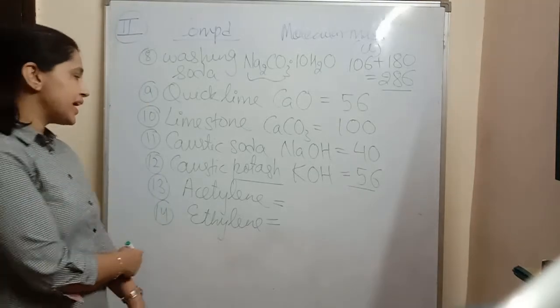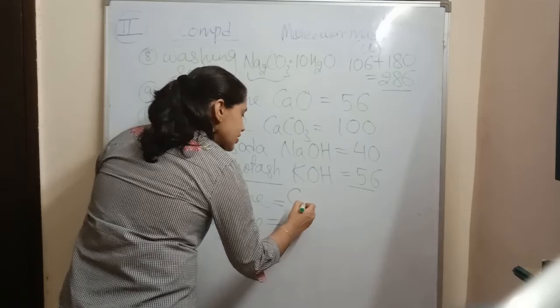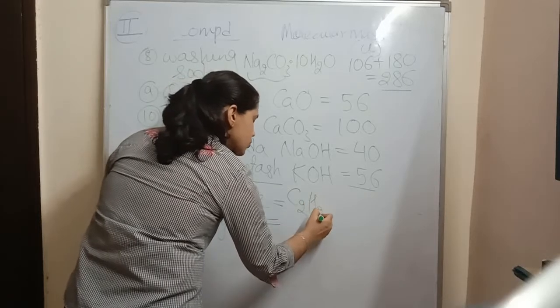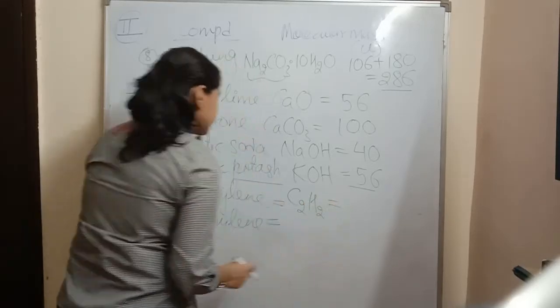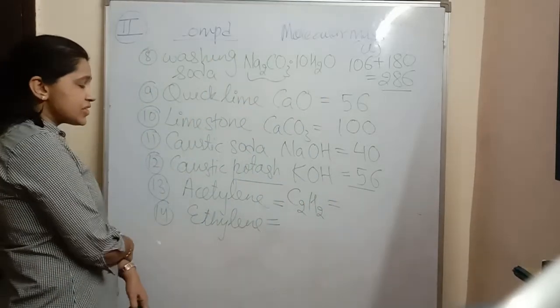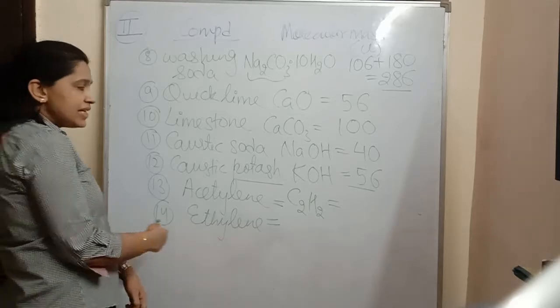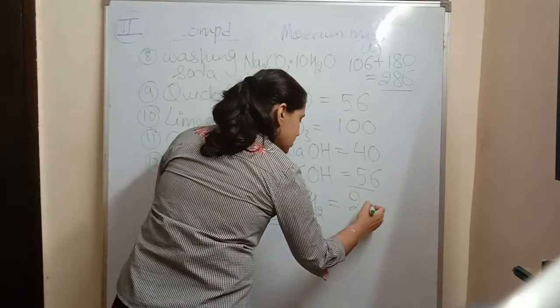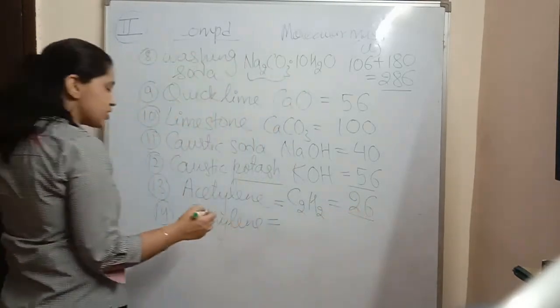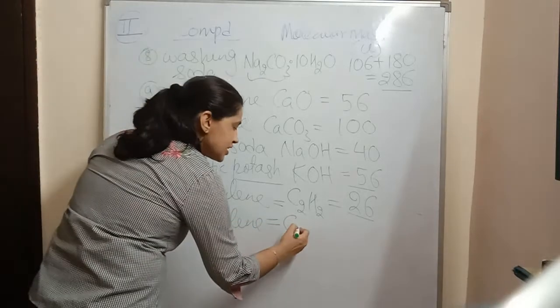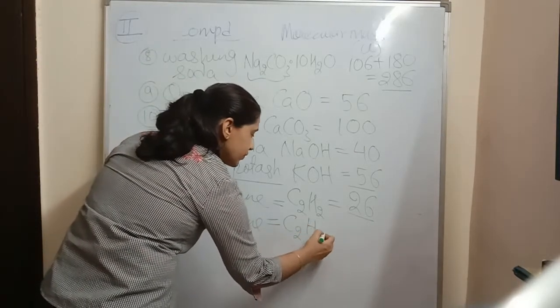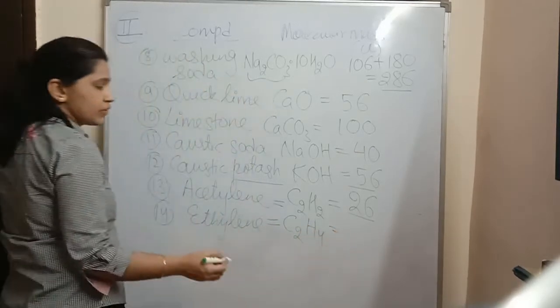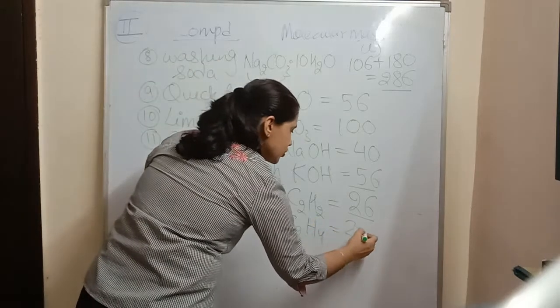What is acetylene? Acetylene is C2H2, which we call ethyne. That is acetylene. Acetylene comes to 26. And what is ethylene? It is C2H4, and it is how much? 28.